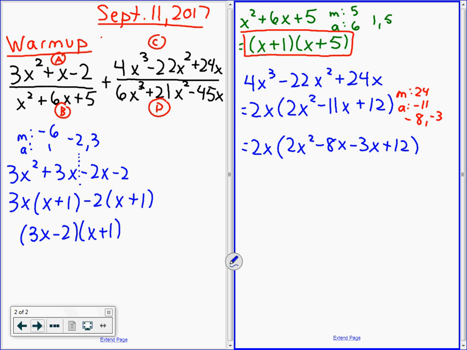Lucas, can you show off your factoring skills here, please? What's common between 2x squared and 8x? 2x. Good. What's left inside the brackets? Good.